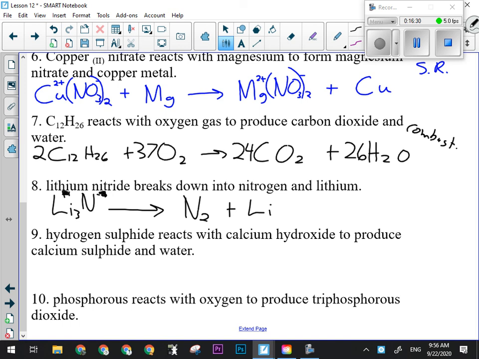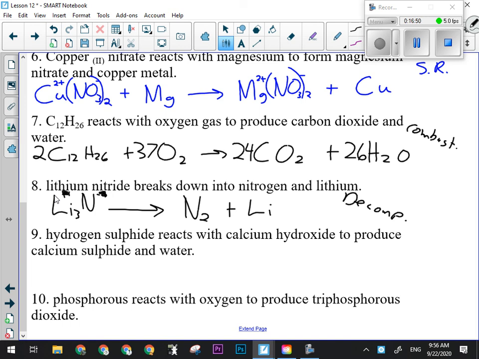Decomposition, yeah. It's one compound breaking down into 2 elements. Okay, so it's decomp. Okay, and then we gotta balance this thing. Now it looks like I should start with lithium, but if I do, I'm just gonna end up erasing my numbers. Why?